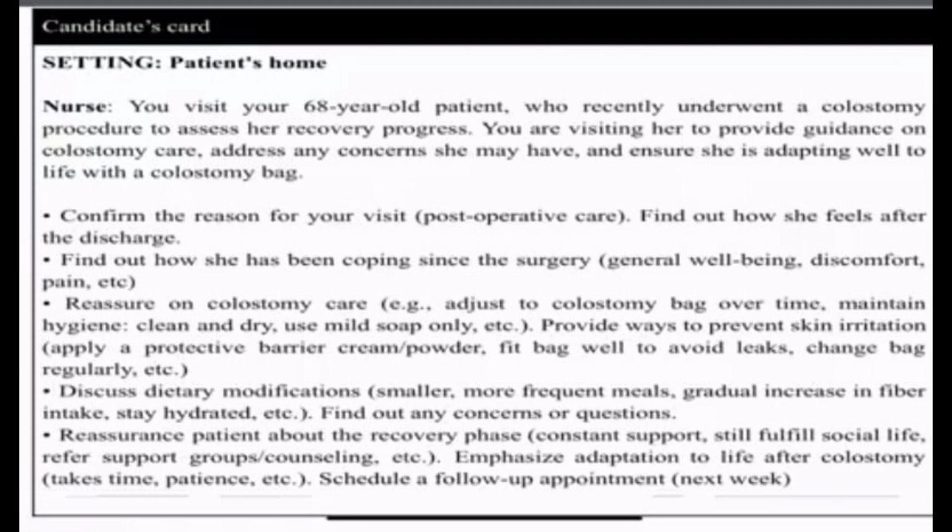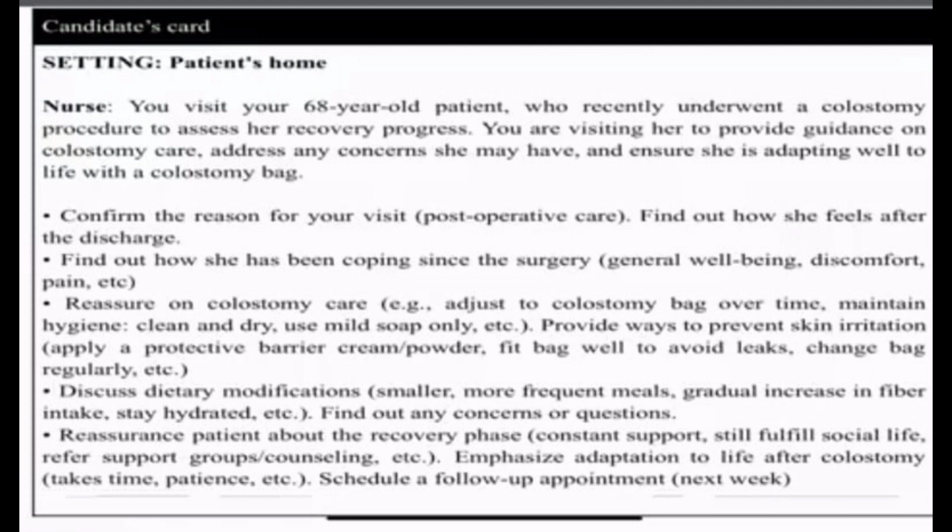Next is the third task, that is reassure on colostomy care. For example, adjust to the colostomy bag over time, maintain hygiene, keep it clean and dry, use mild soap only, etc. Here we can say, I can understand your concern, Miss Susan, regarding your colostomy care, but try not to worry. I will explain to you in detail. Like this, we can say to the patient.